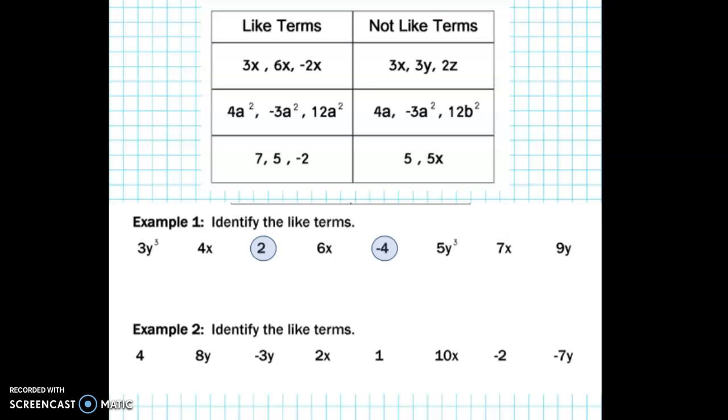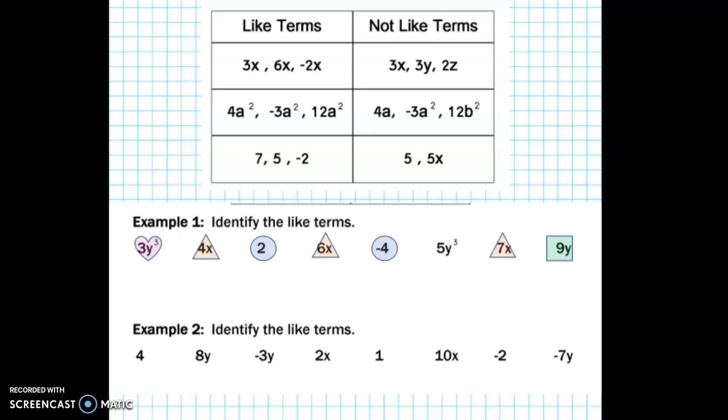Then I'm looking for my x's. There is a 4x, a 7x, and a 6x that can all be combined. If we were actually putting these into a number sentence, I would add those together for 17x. Now I can look for my y's, and there is 9y.